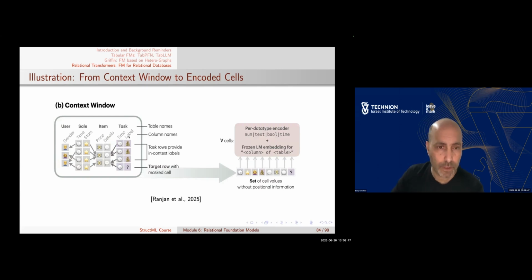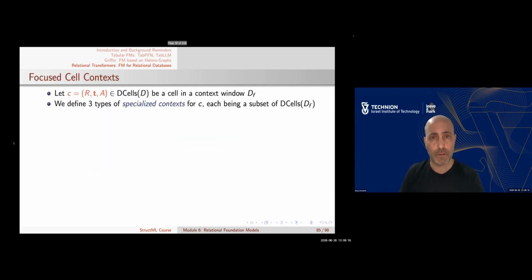So basically it looks like that. We start with the context window. It has a set of cells. We collect the cells from this context window, and each has its representation: column of table, that's the metadata, plus the pair, type encoder, which is one of these values. So that is this part.